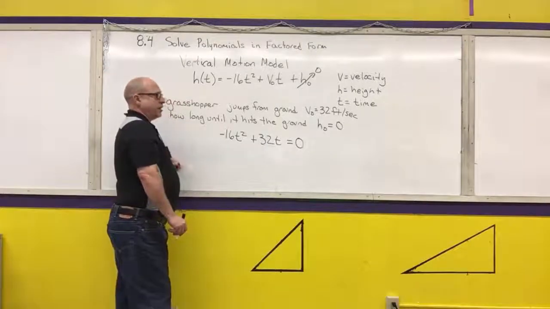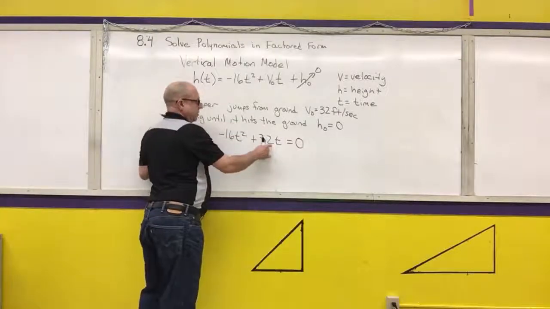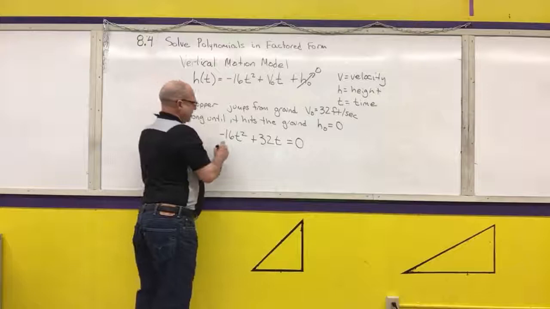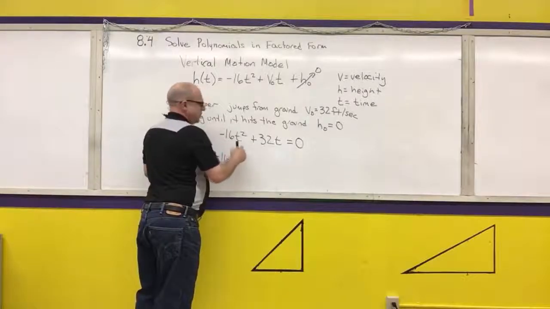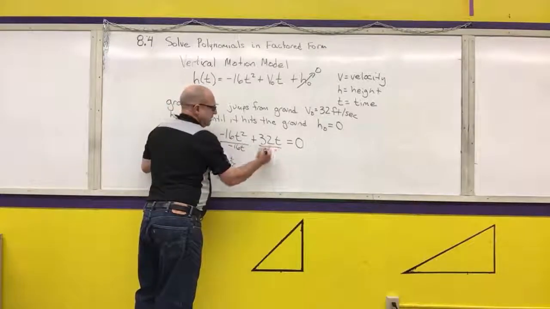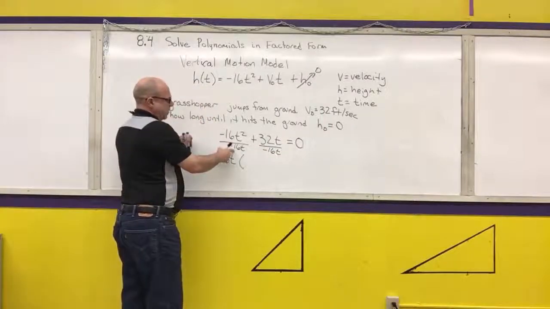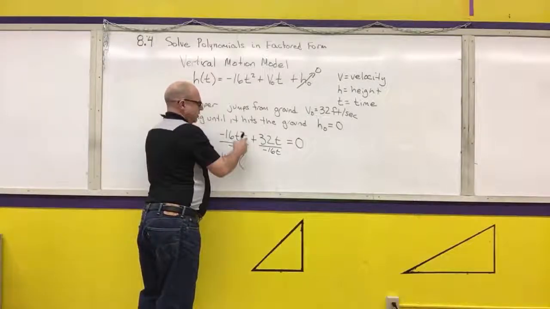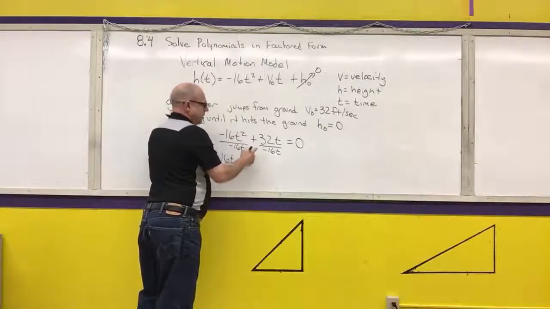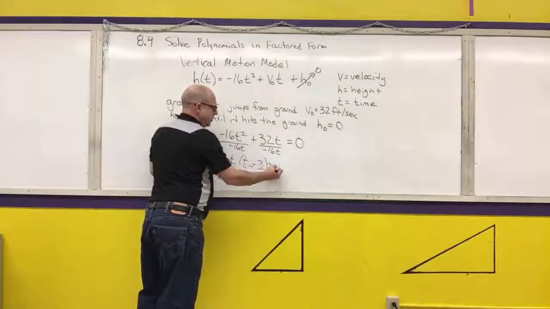So I'm going to factor out the greatest common monomial factor. Greatest common factor between negative 16 and 32 is, I'm going to pull out a negative 16. Lowest power of t that appears in both of them is 1. Divide each term by negative 16t. Negative 16 divided by negative 16 is a positive 1. T squared divided by t is t. 32 divided by negative 16 is negative 2. And t over t is 1.